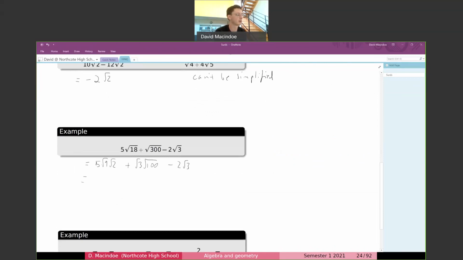So this becomes, well, root 9 is 3, so we're going to have 5 times 3 here. So it's 15 root 2. And here, root 100 is 10, and root 3 can't be simplified, so we just put that on the end: 10 times root 3, and take 2 root 3. So what do we get? The only like surds we've got are these root 3s, so we can simplify them. This 15 root 2 just stays as is. So we get 15 root 2 plus 8 root 3. Very good.